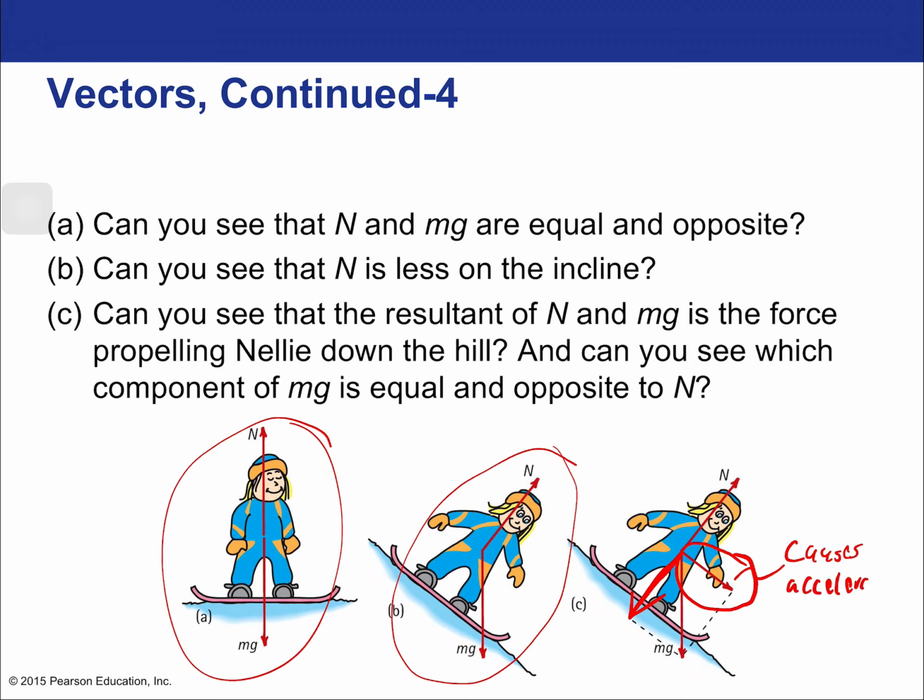Now, if there's friction, there might be another force going in this direction, but if there's not, then the only force is this horizontal component of the gravitational force, and that's the one that actually accelerates Nellie.